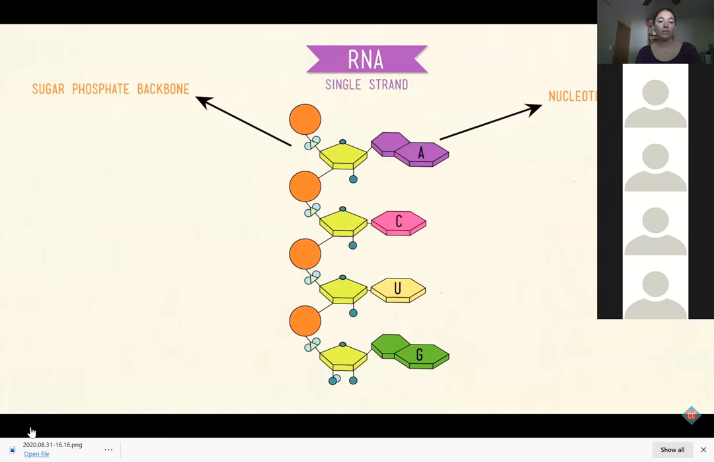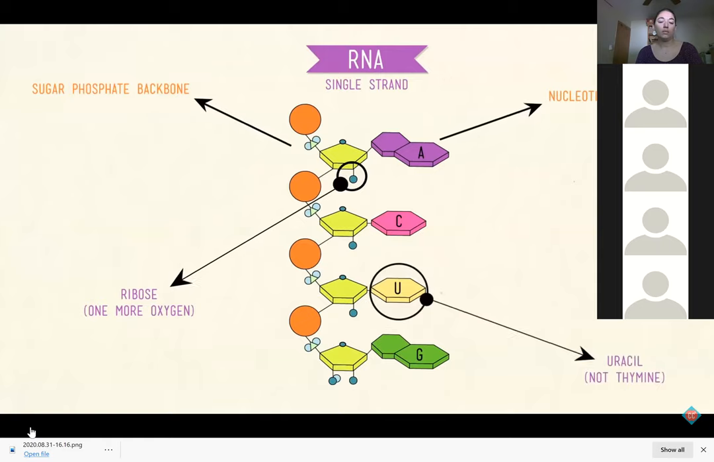One, RNA is a single-stranded molecule, no double helix here. Two, the sugar in RNA is ribose, which has one more oxygen atom than deoxyribose, hence the whole starting with an R instead of a D thing. And finally, RNA does not contain thymine. Its fourth nucleotide is the base uracil, so it bonds with adenine instead.